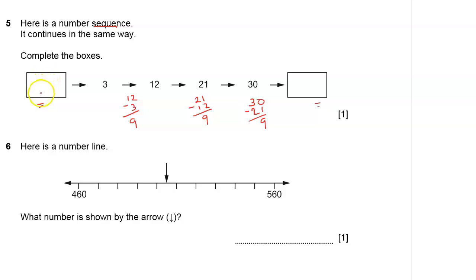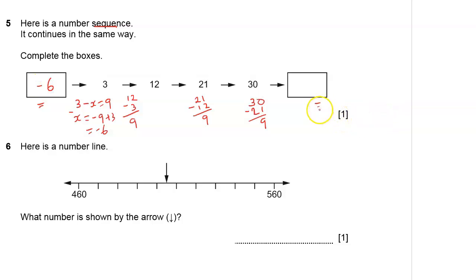To complete the first box, we take away some value from 3. So 3 take away x should give us 9. And in this case, our x is going to be minus 9 plus 3. And therefore, our x is going to be minus 6. So the value of this box should be minus 6.